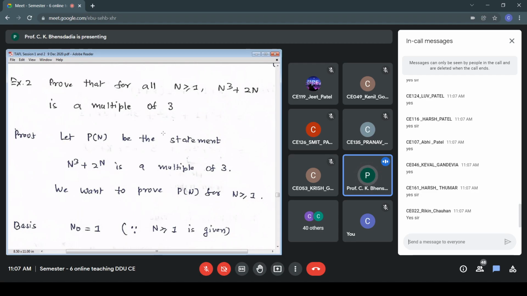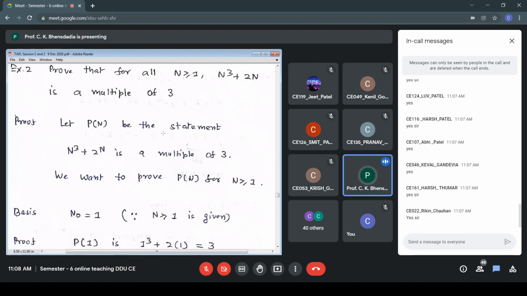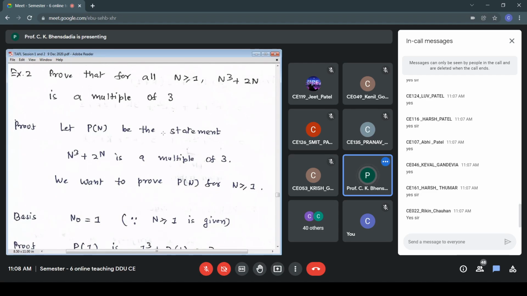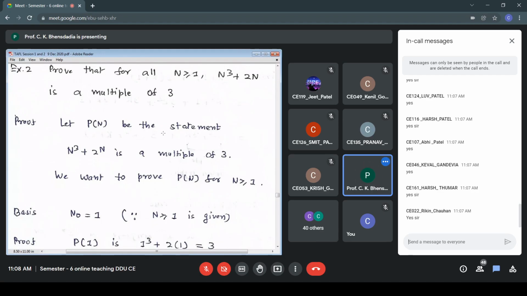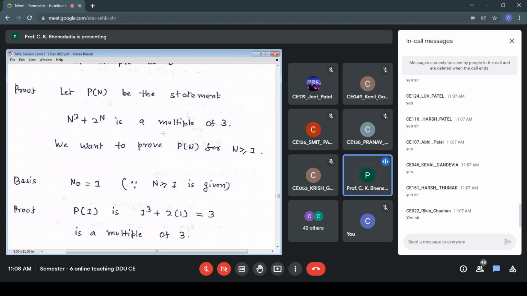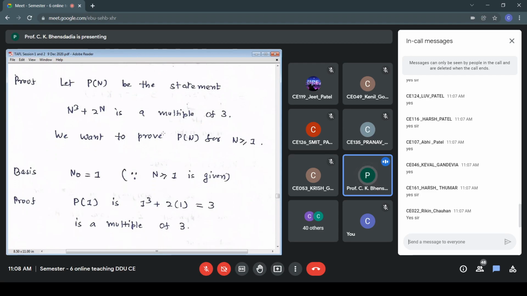Basis, seed value, initial value: we know n starts with 1. So n0 equal to 1, the initial value is 1. And P of 1 is true. That is my basis. P of 1 is true. And that P of 1 is substituting n equal to 1 in the statement. So 1 cube plus 2 into 1. So 1 plus 2, that is equal to 3. And 3 is a multiple of 3. So that completes the proof also. 3 is indeed a multiple of 3. Basis part is over.